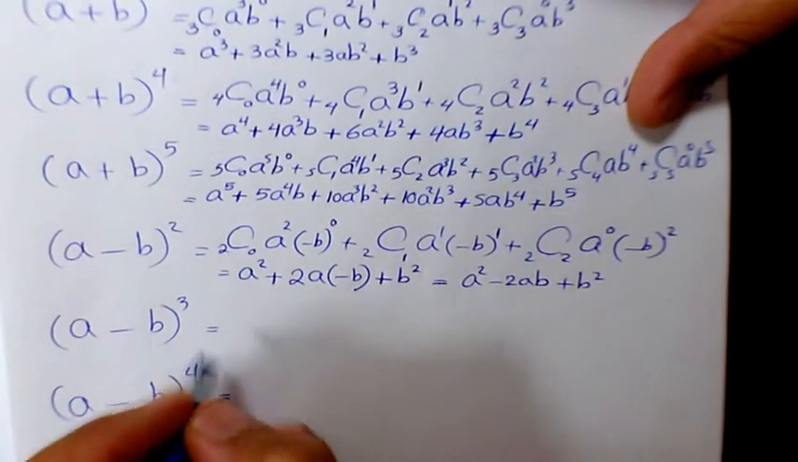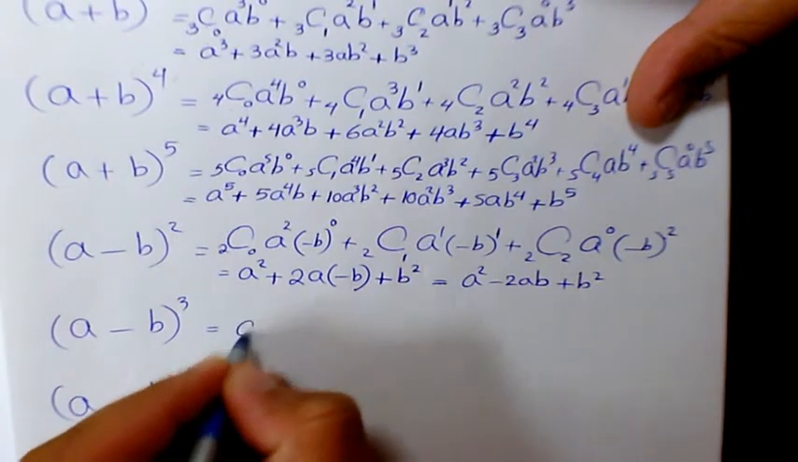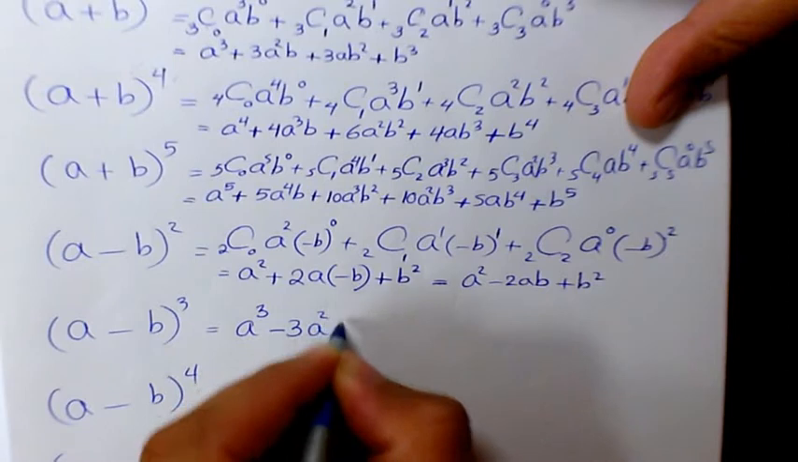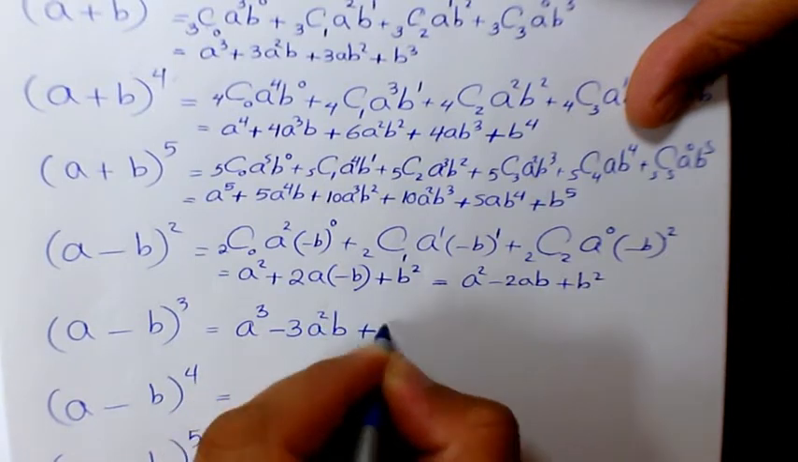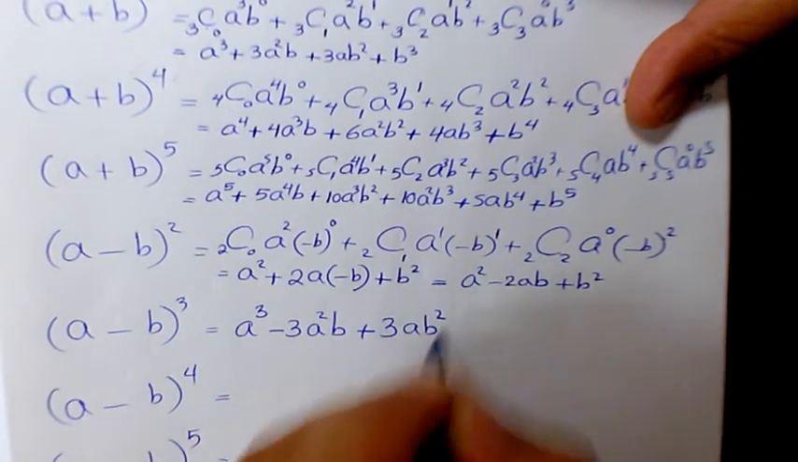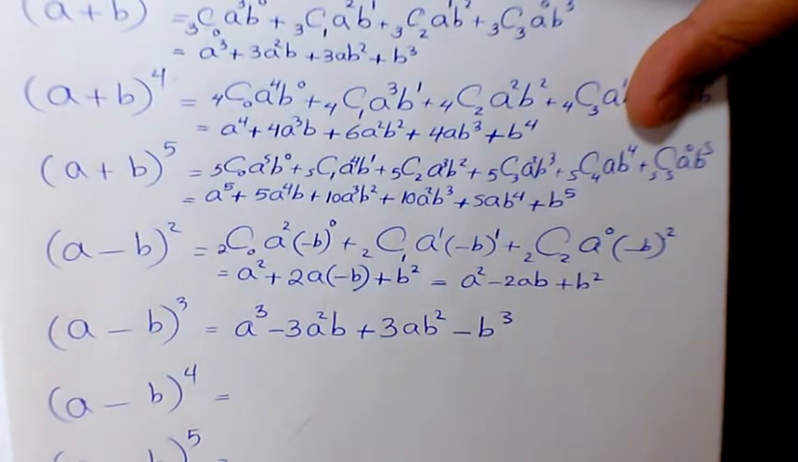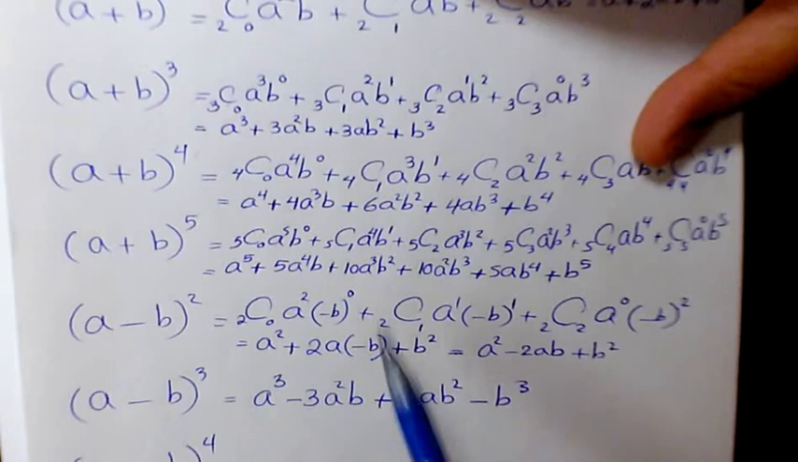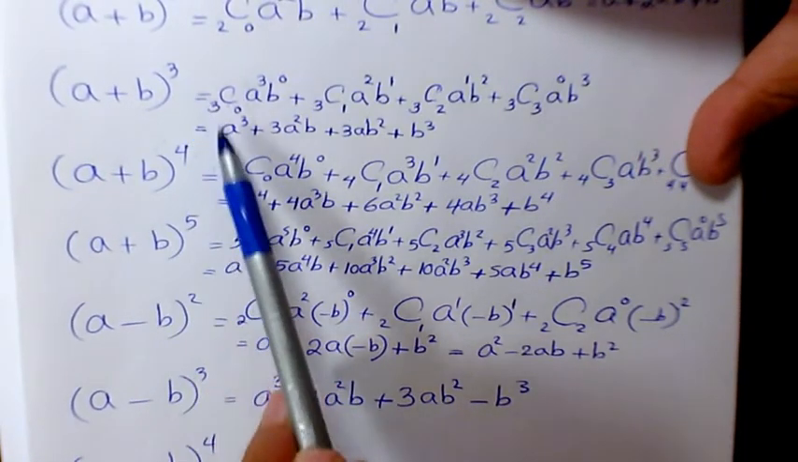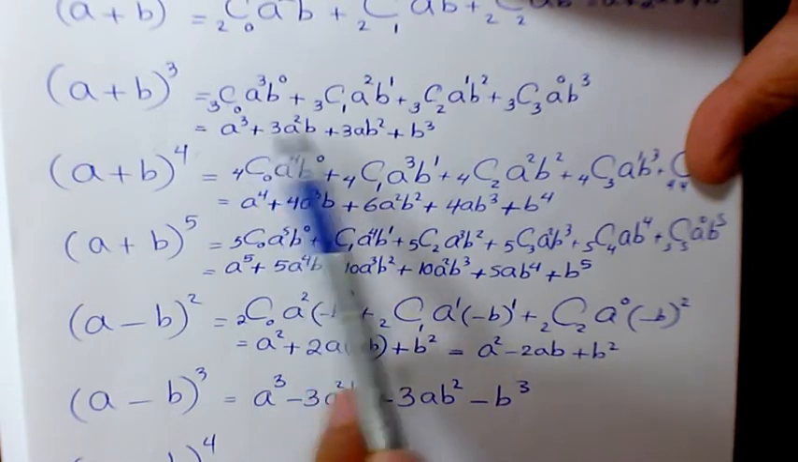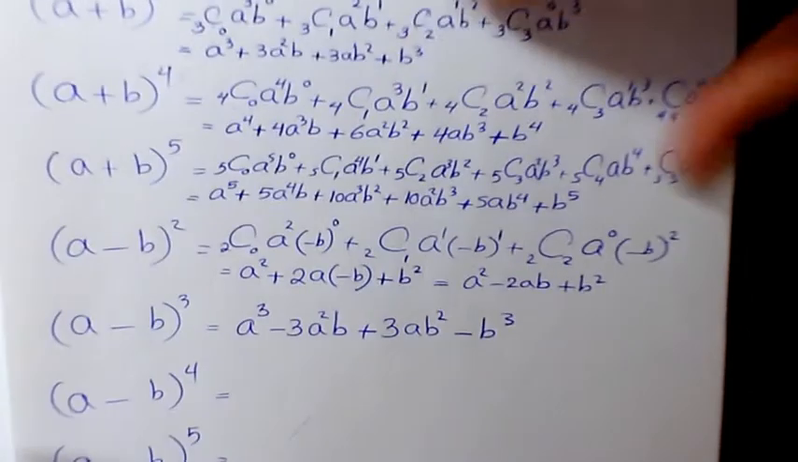So that's going to be a cubed minus 3a squared b plus 3ab squared minus b cubed. So it's very similar to a plus b to the power of 3, but since b is negative, we have negative b as a second term, so these two terms are going to be negative.